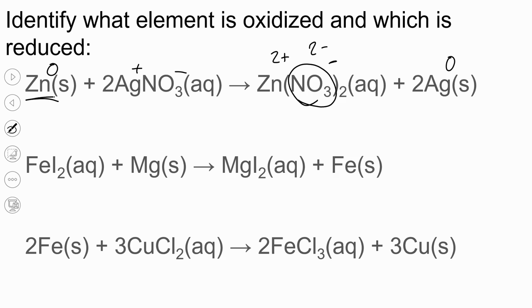So let's look at zinc. From here to here, the oxidation number increased. That means we are losing electrons. So think about it, electrons are negative. We're getting rid of electrons. We're losing electrons. So this one is oxidation.